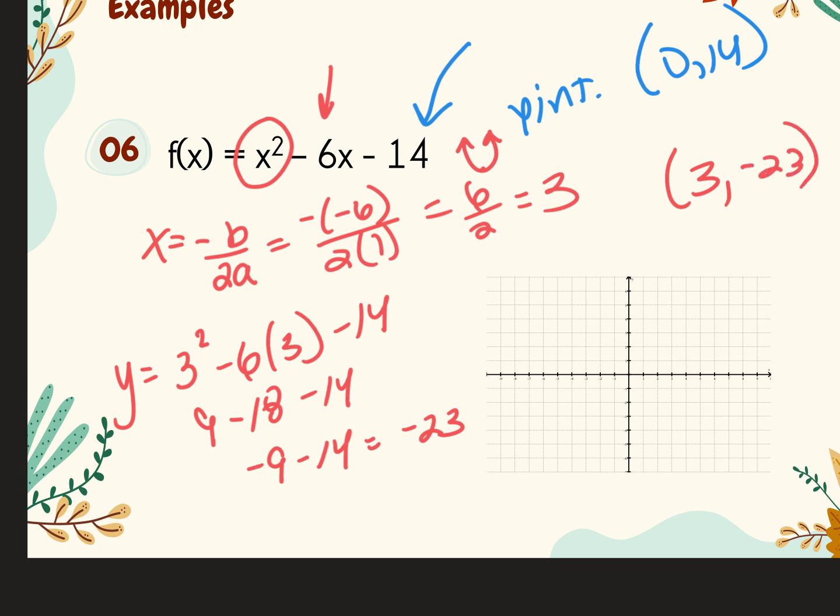So I go over 3, down 23, and then up here somewhere at y is 14, and there's my parabola. My other point on the other side is going to be a mirror image of the y-intercept, because remember, this is the vertical line that cuts my parabola in half. And that's all we're doing right now, guys, is figuring out what the shape of your parabola would look like. But it's really important that you know how to find the vertex algebraically.